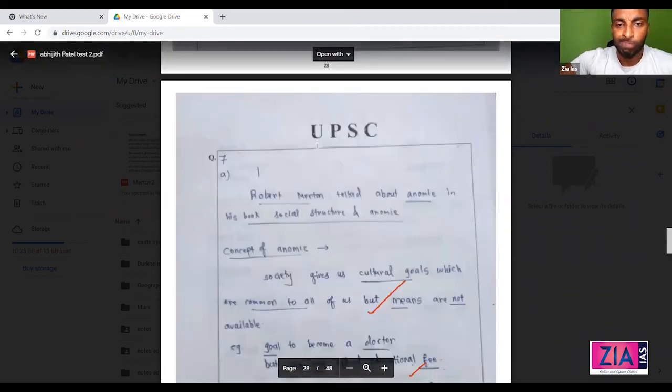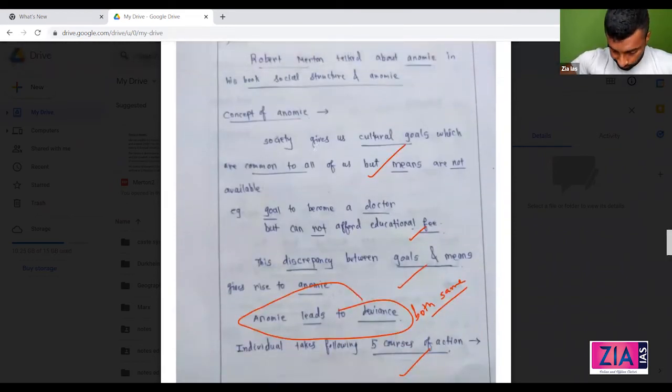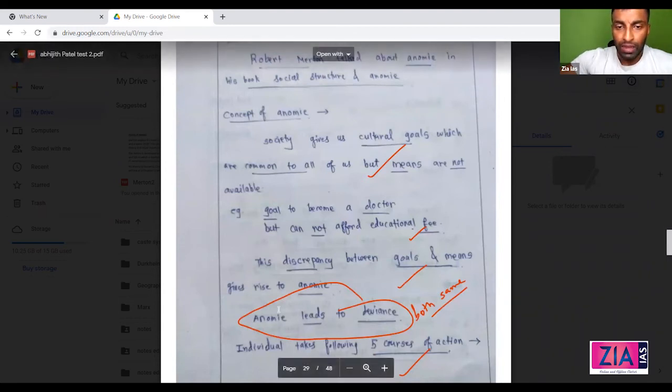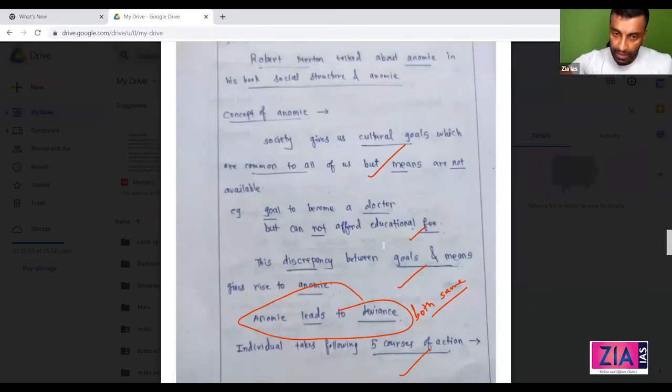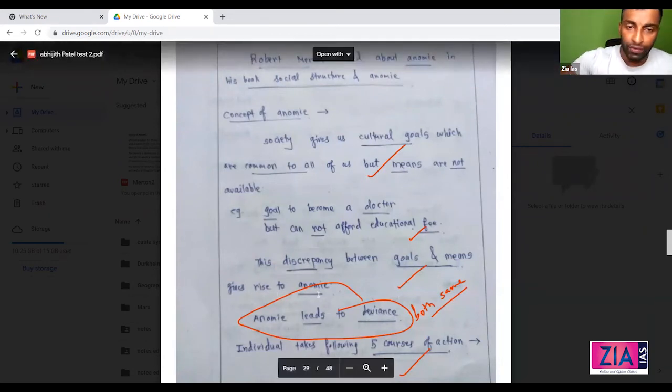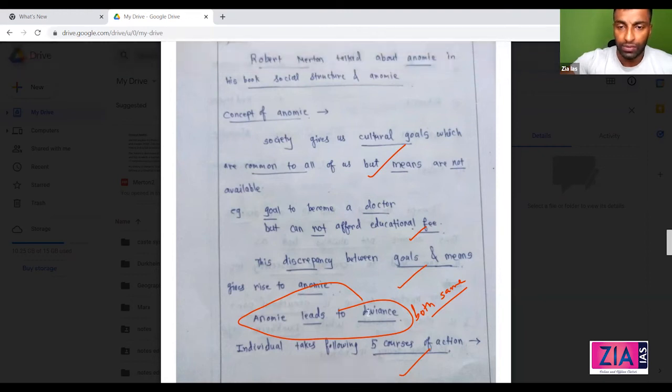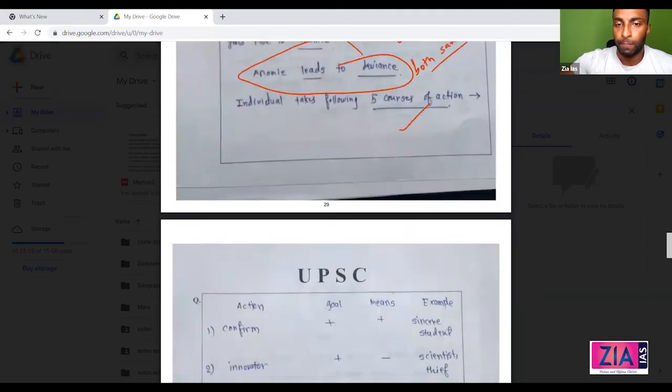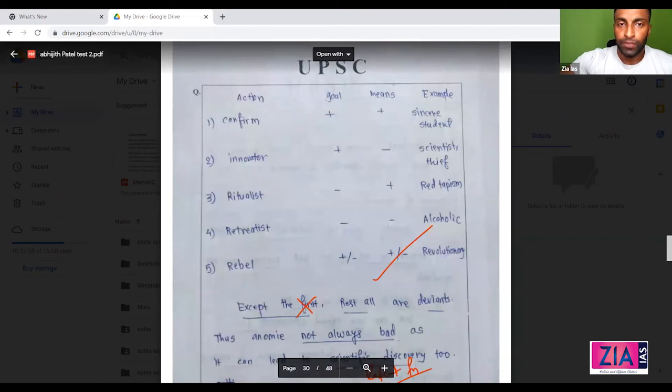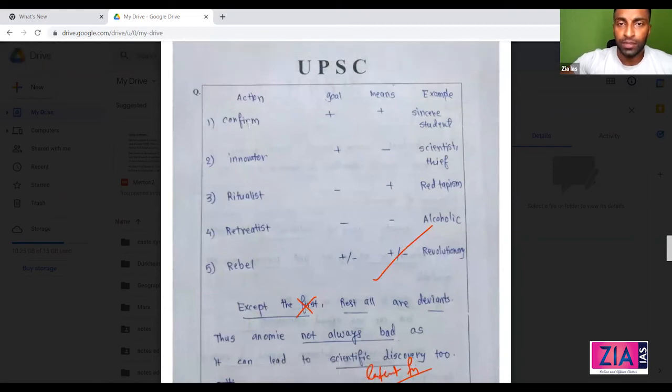Marginal man. Anomie and deviance actually are the same, okay? Not that anomie leads to deviance. Anomie is a state of normlessness. When you're violating the norms, that is when you'll be called a deviant. Conformist, not just conform, conformist.